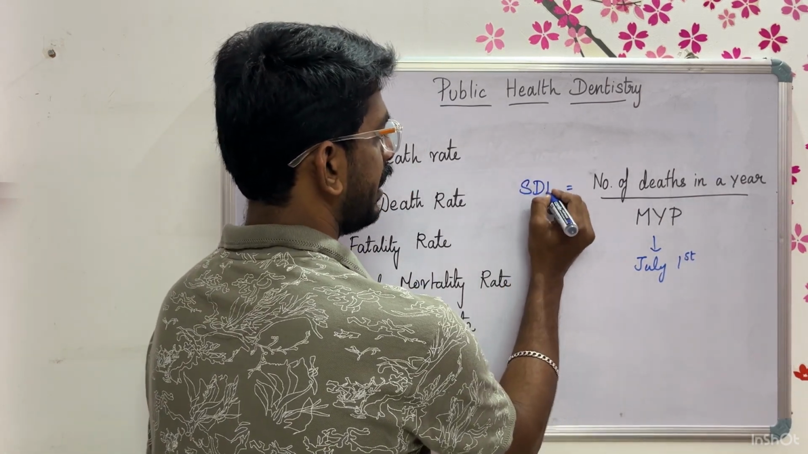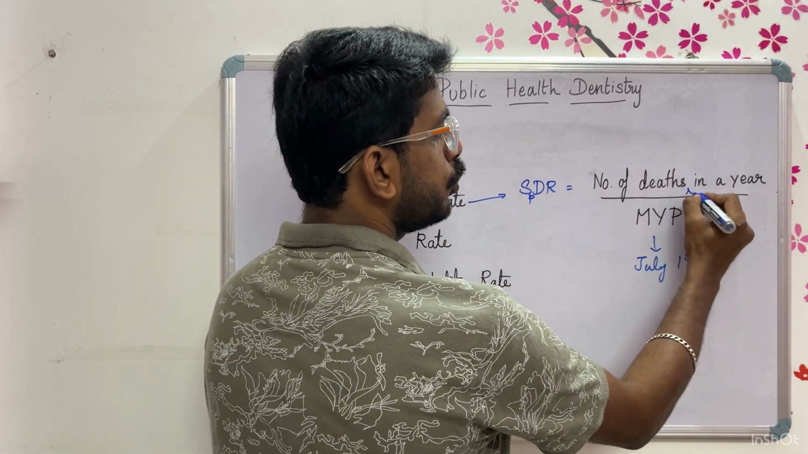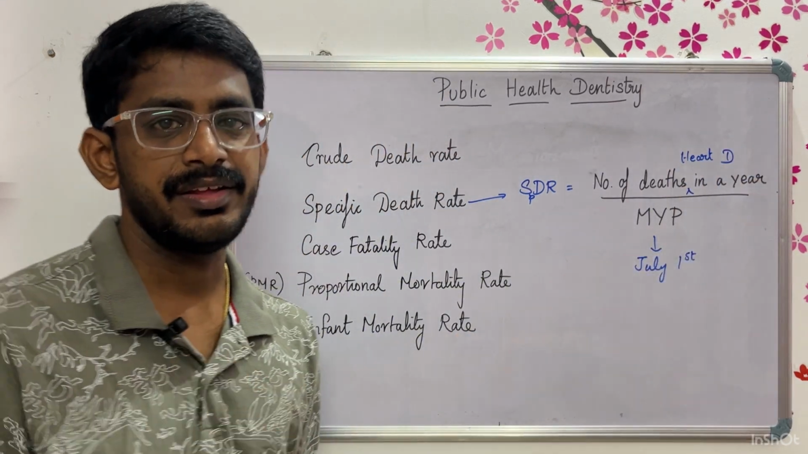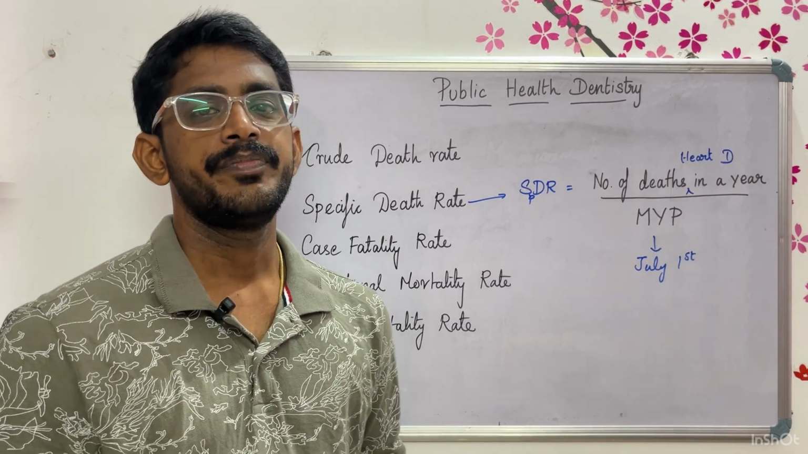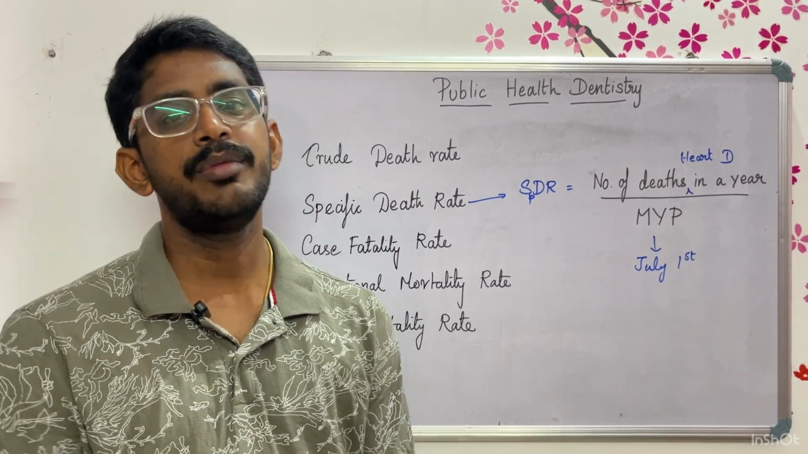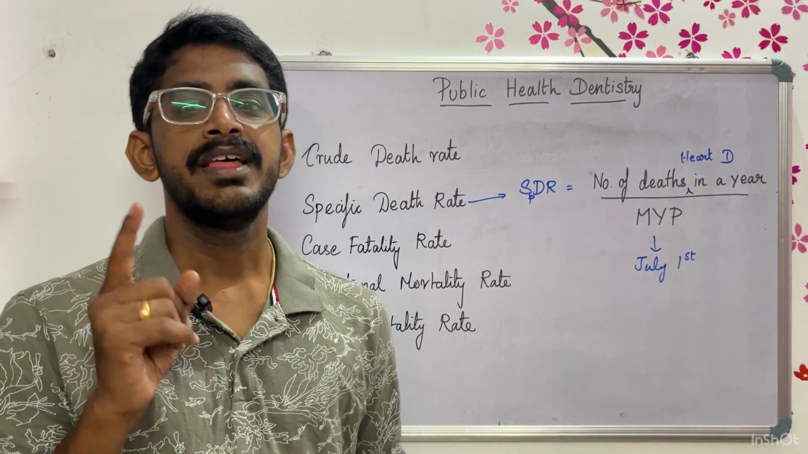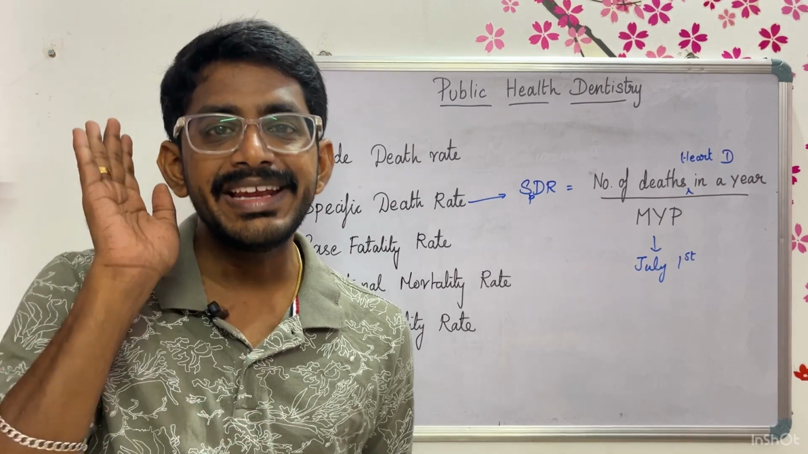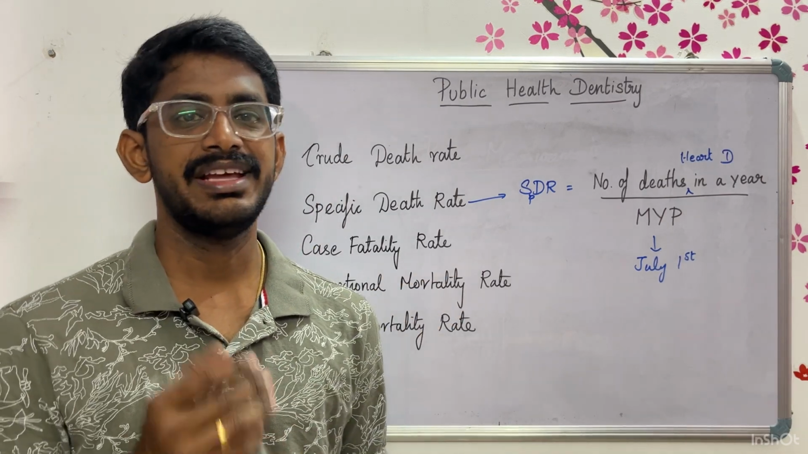Specific death rate means number of deaths due to heart disease. You just add this: number of deaths due to heart disease divided by mid-year population. Number of deaths due to heart disease in a region in a year divided by mid-year population. So remember, crude death rate accounts for deaths due to all reasons, whereas specific death rate, in our condition specific death rate related to heart disease, accounts for only the deaths due to heart diseases in this particular region in this particular year. That is specific death rate.